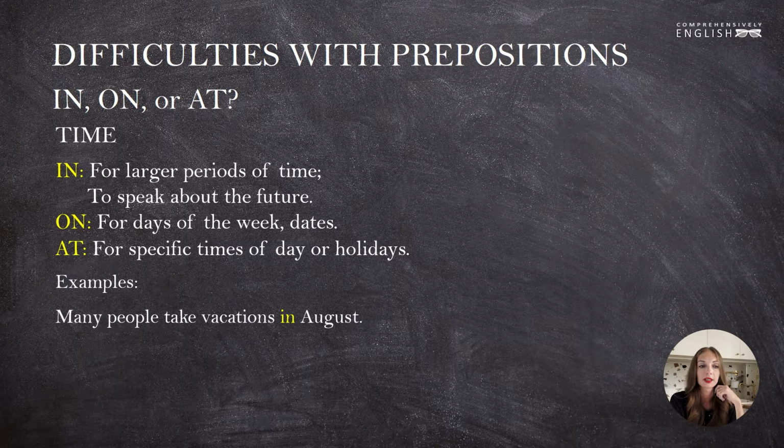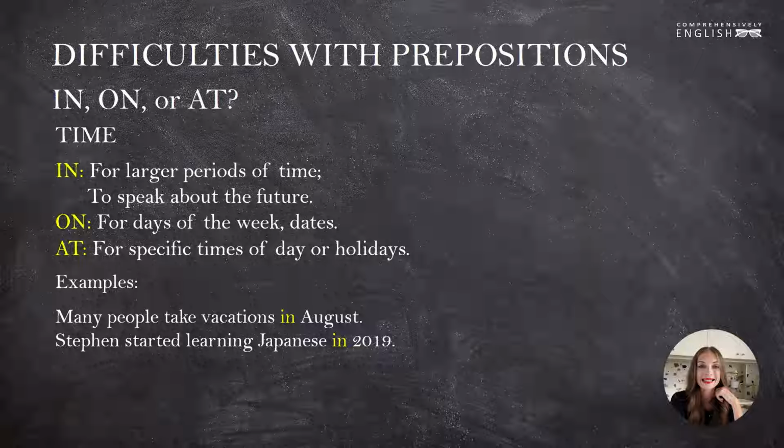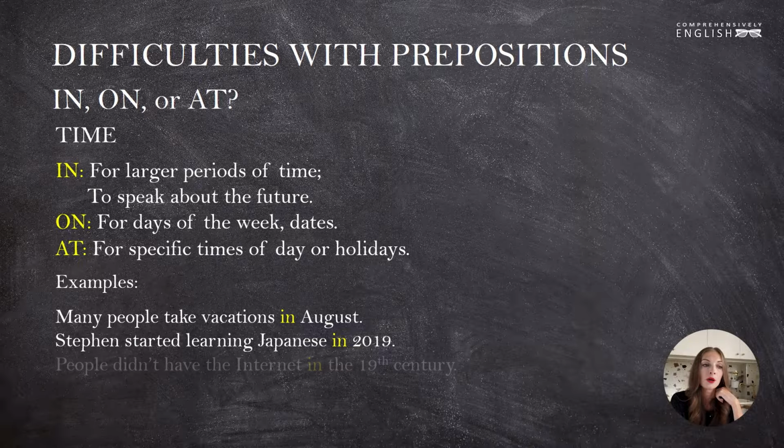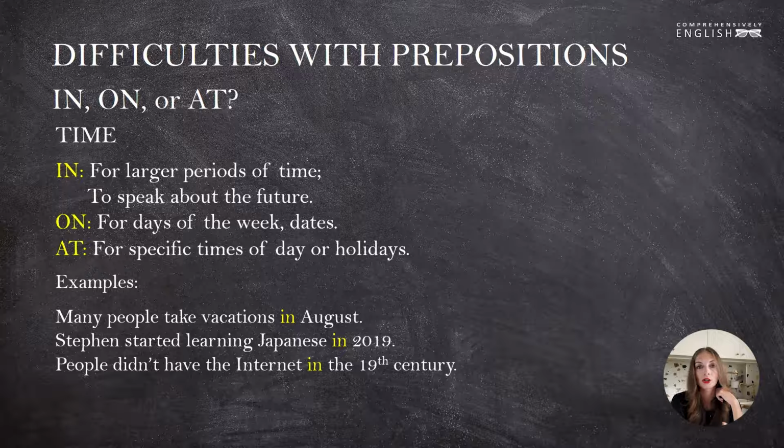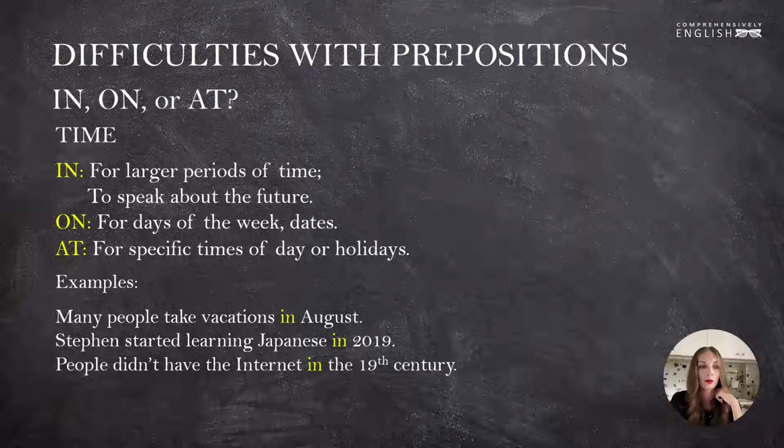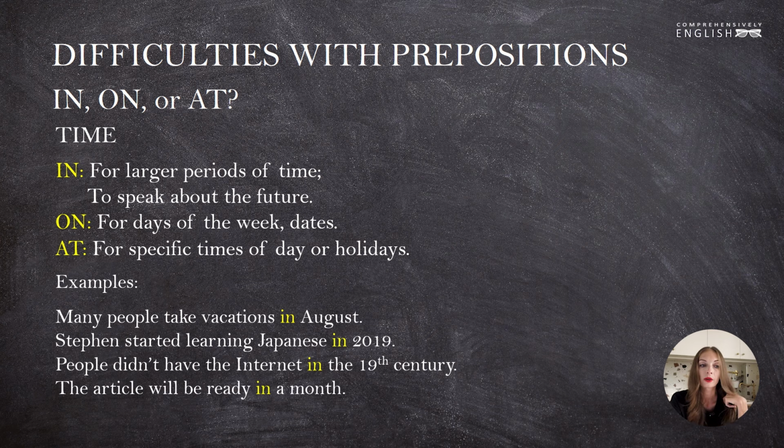Examples. Many people take vacations in August. Steven started learning Japanese in 2019. People didn't have the internet in the 19th century. Larger periods of time, right? Months, years, centuries, and so on. The article will be ready in a month. I'll be back in a few minutes. Here we speak about some future periods of time.